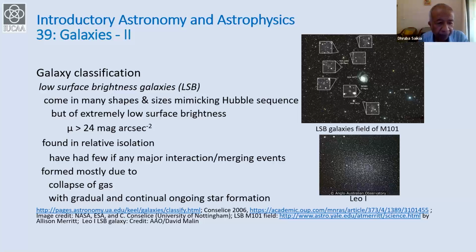They're believed to be formed mostly due to collapse of gas with gradual and continual ongoing star formation, but clearly not at a very high rate. And they're extremely diffuse and often difficult to pick up, and you need pretty deep images to pick them up. So here are some diffuse ones, you can make them out from deep plates, in the field of the galaxy M101.